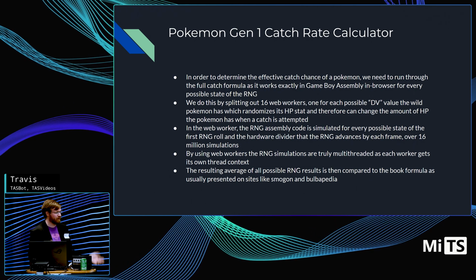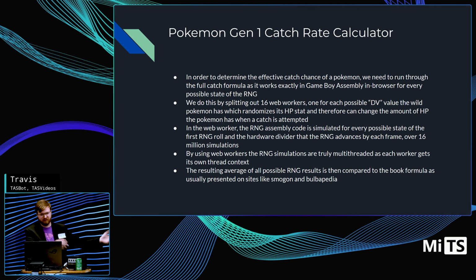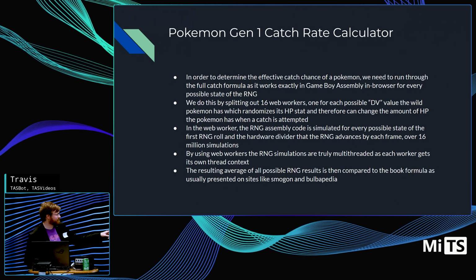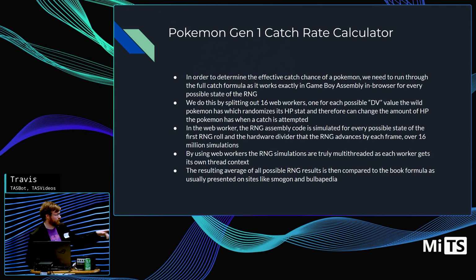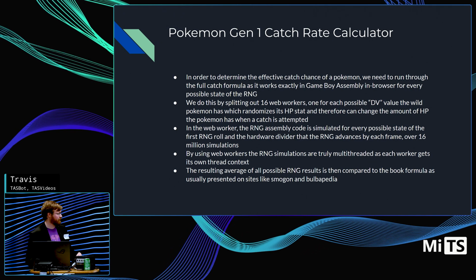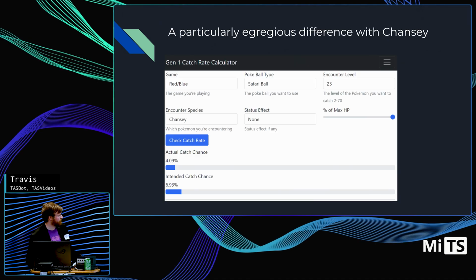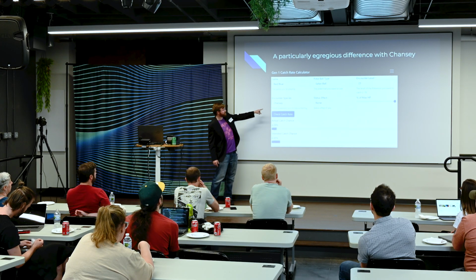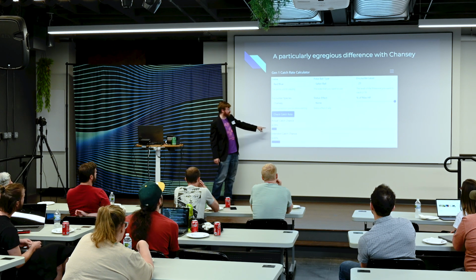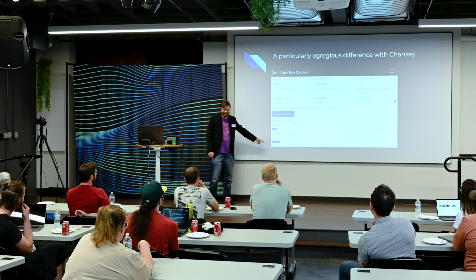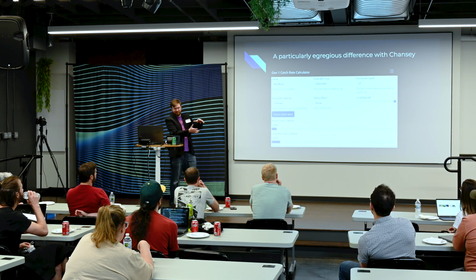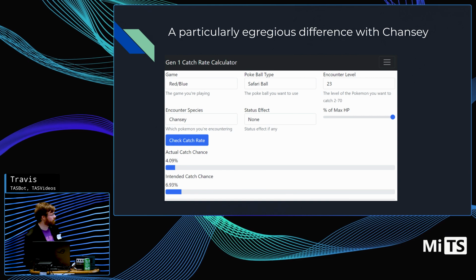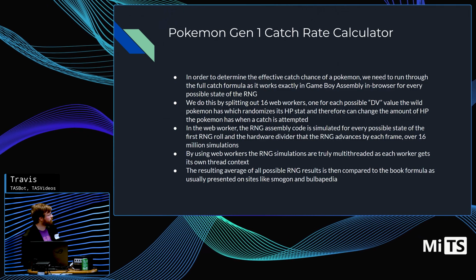And we do this on the client side instead of the server side because I don't want to have a server spitting out all this calculation 24/7 for people. The resulting average of all possible RNG results is compared to the book formula so that you can see the difference. I'll just skip ahead there. So you can see here, the actual chance of catching a Chansey in the Safari Zone is 4% when it's supposed to be 7%, just because a bunch of these input states are not possible to get to for where it thinks the RNG should run. Let's see a few more things about that.